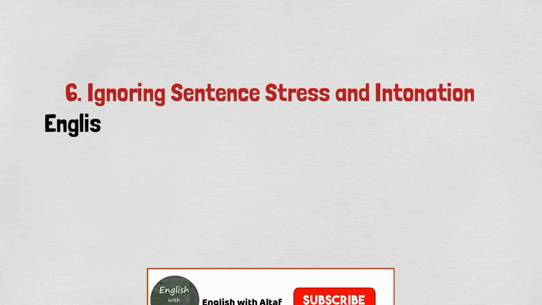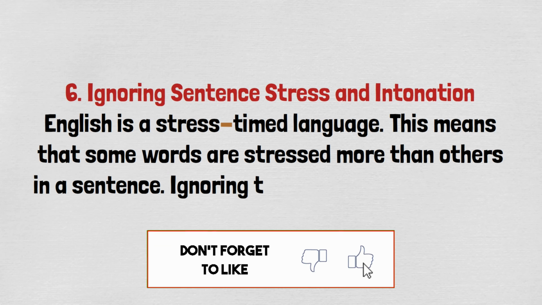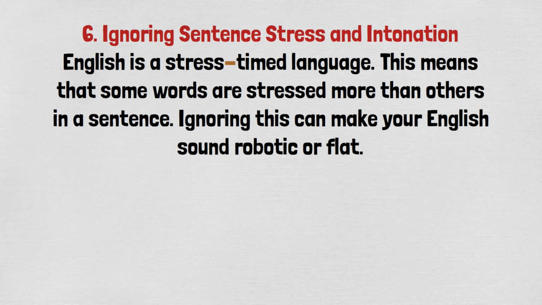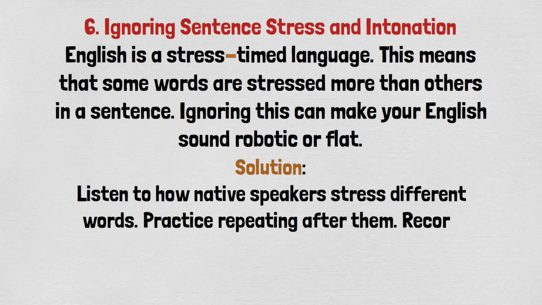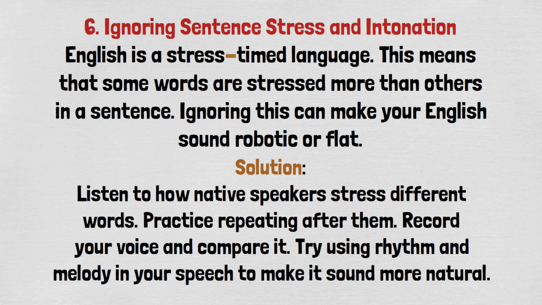6. Ignoring sentence stress and intonation. English is a stress-timed language. This means that some words are stressed more than others in a sentence. Ignoring this can make your English sound robotic or flat. Solution: listen to how native speakers stress different words. Practice repeating after them. Record your voice and compare it. Try using rhythm and melody in your speech to make it sound more natural.